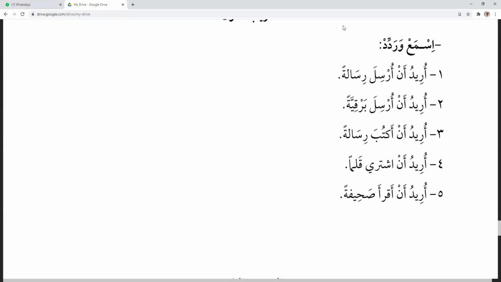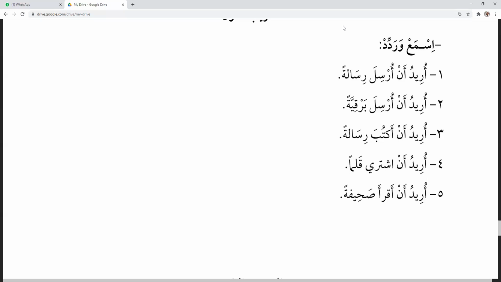Aqra'a. Go ahead, inshallah. Read and try to translate. أريد أن أرسل رسالة. I want to send a letter. أريد أن أرسل برقية. I want to send a telegram.